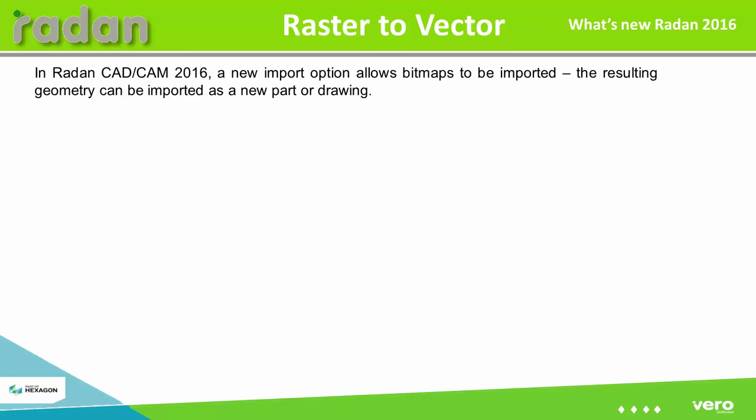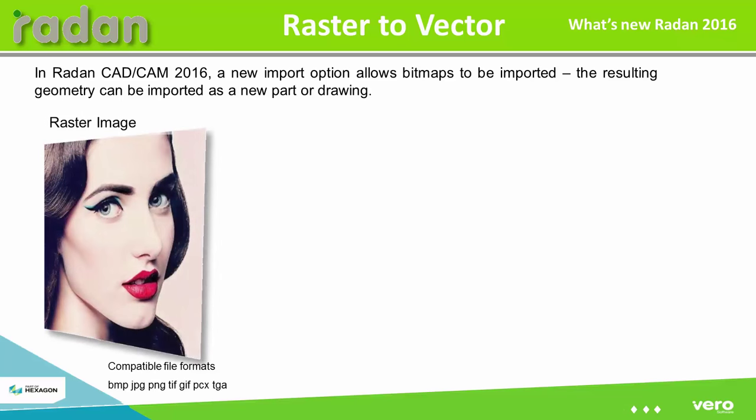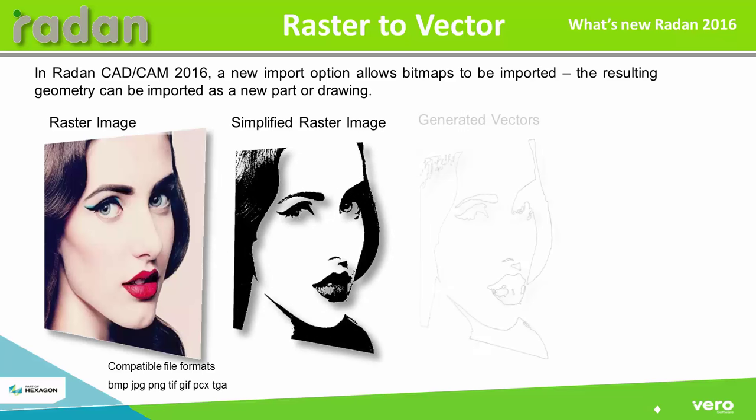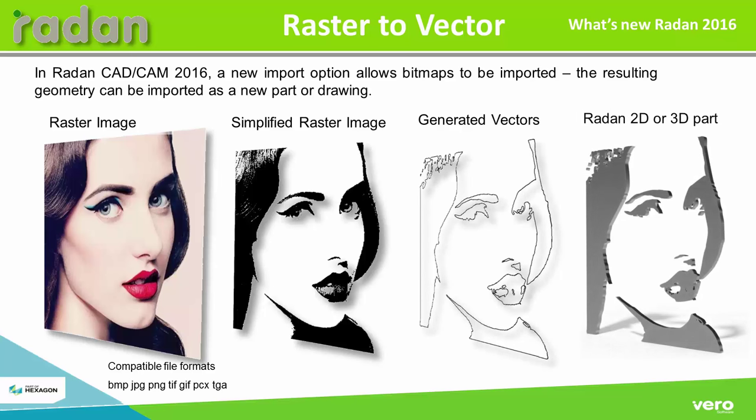Raster to Vector. In Radan CAD CAM 2016, a new import option allows bitmaps to be imported. The resulting geometry can be imported as a new part or draw. Here we see a full color raster image. And below, you can see the file types supported. On importing, the raster is simplified. And from this simplified image, vectors are generated. And from these vectors, we can create a Radan 2D or 3D part.